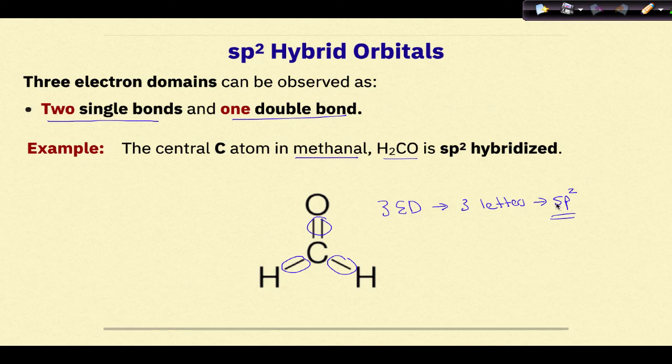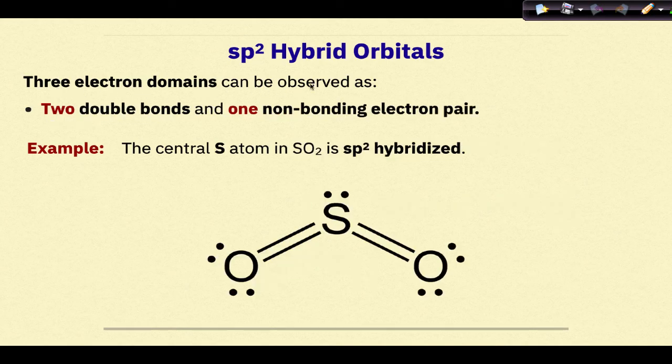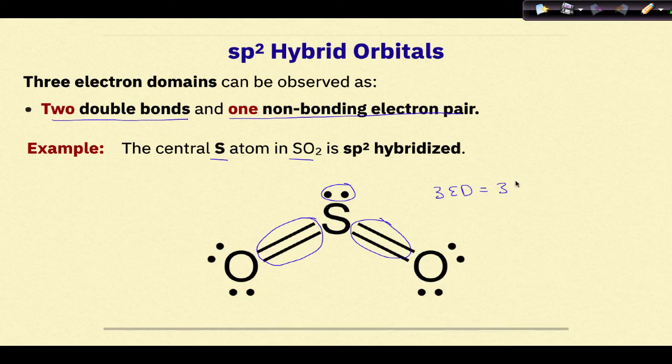sp2 hybridized. 3 electron domains can be observed as 2 double bonds and 1 non-bonding electron pair. So the example here is the central sulfur atom in SO2, which we know is sp2 hybridized. Now how do we know that? 1 electron domain, 2 electron domains, 3 electron domains. So 3 electron domains, 3 letters, sp2.